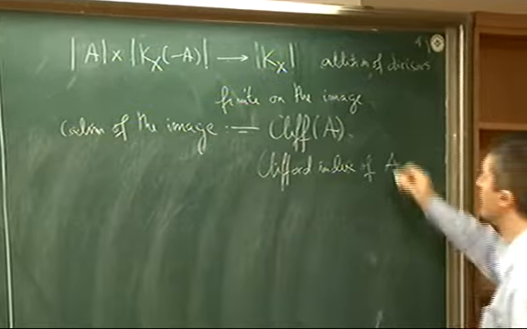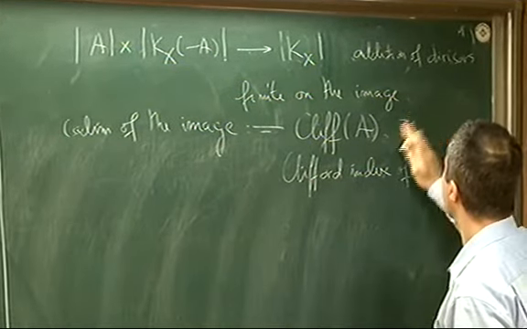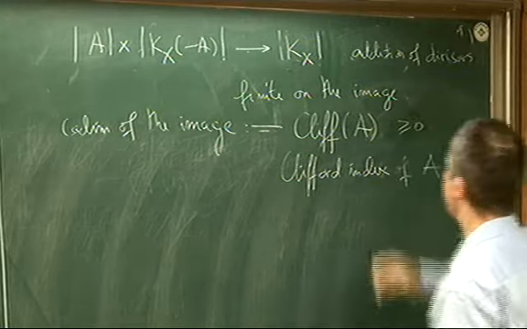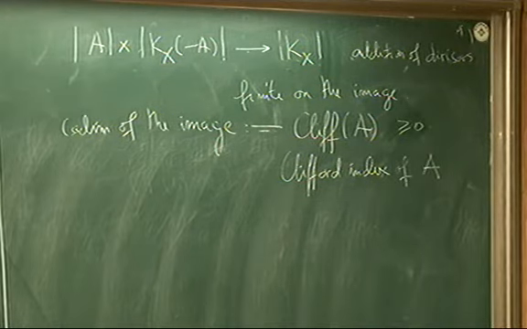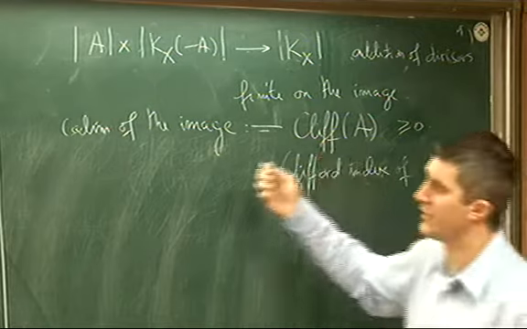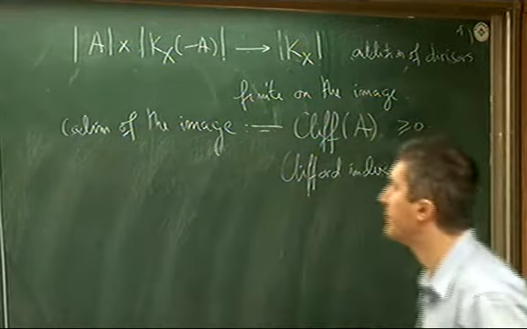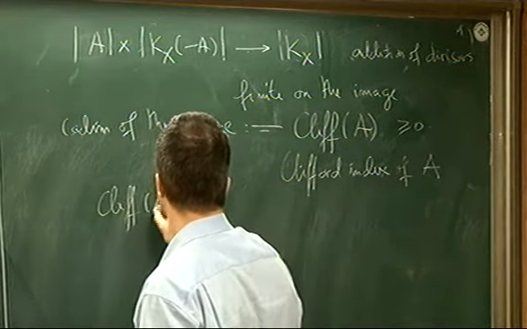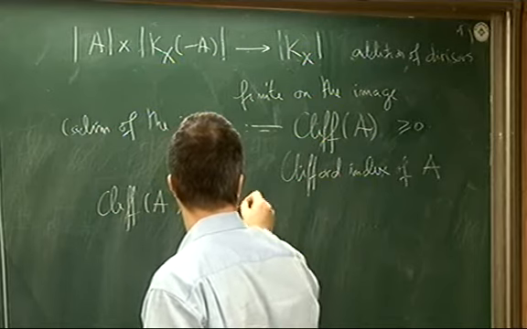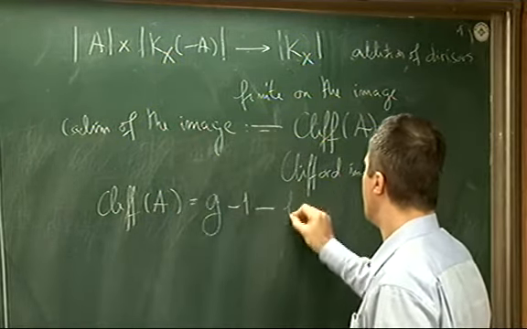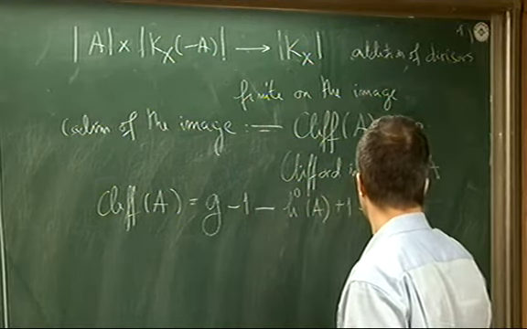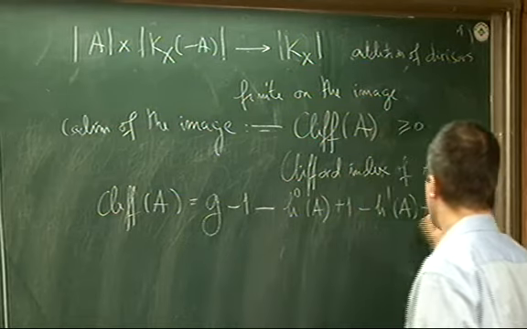And by Clifford's theorem, that's... oh no, sorry, it's just a codimension, so it's automatically bigger than or equal to 0. Let's find now the relation between this quantity and the Clifford index. So the Clifford index will be, of course, genus minus 1 minus H0 of A plus 1 minus H1 of A plus 1.